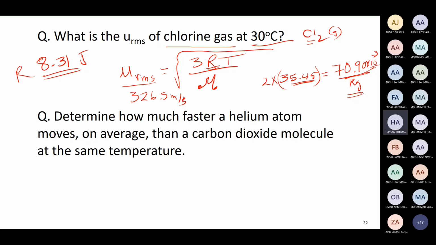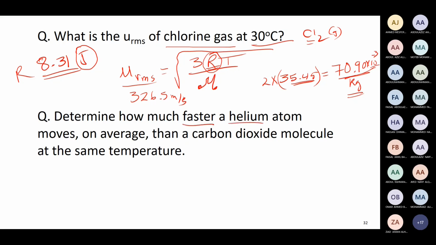Doctor, can you repeat why you choose R equal 8.31? Because I need it in joule. When we talk about energy, I need it in joule. When I want it for volume, I use R with the liter atmosphere. Okay, good.